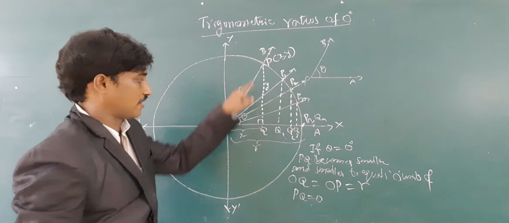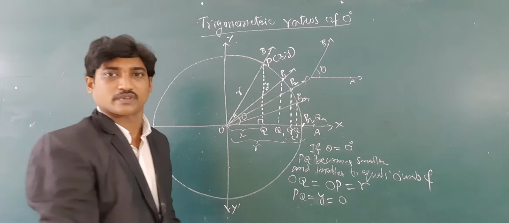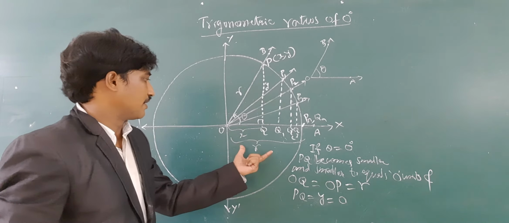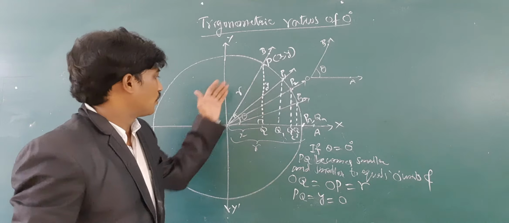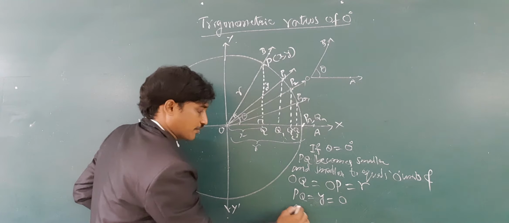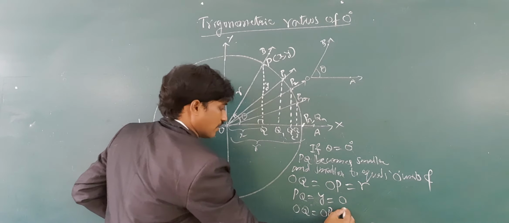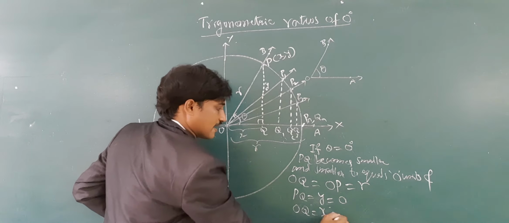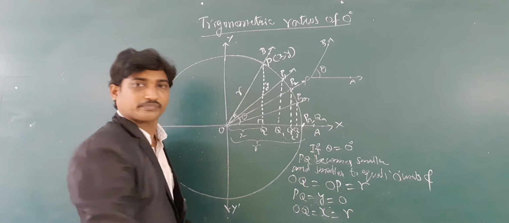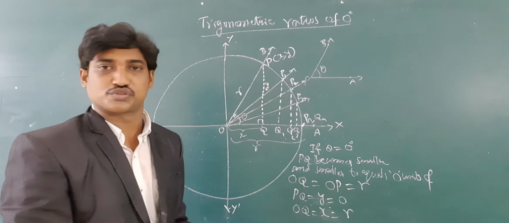PQ is nothing but y. PQ equals y equals 0, and OQ became OP. That means OQ equals OP, and OQ is nothing but x. x is nothing but OP. OP is nothing but R. These are the results if theta equals 0.